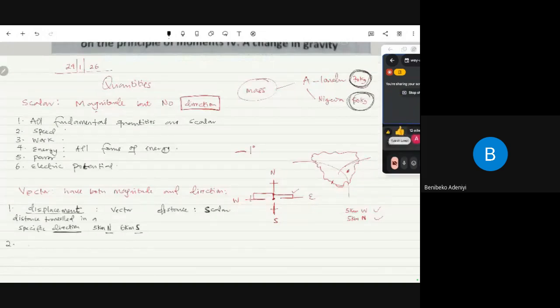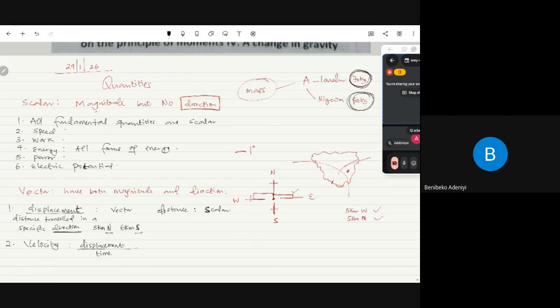Another very good example is velocity. Velocity is displacement over time.